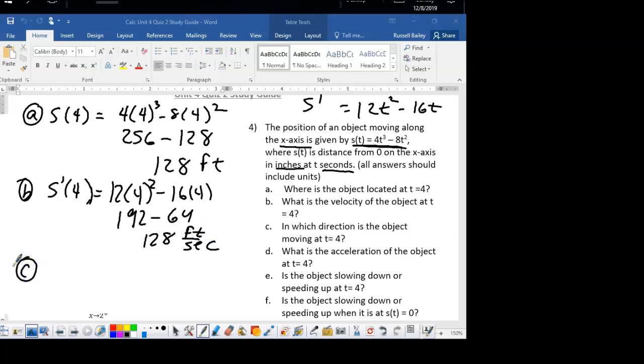Part C, in which direction is the object moving? Since we are on the x-axis and it's a positive value, we are moving to the right. Part D, what is the acceleration? To answer that, we need to get our acceleration, which is the derivative of this function. I think I need some writing space here.